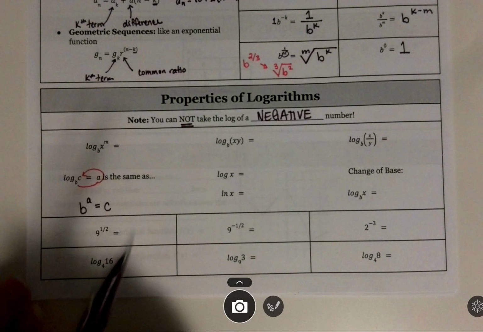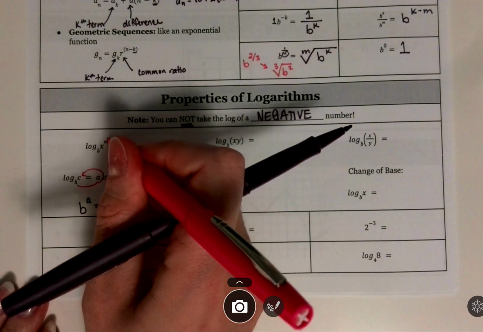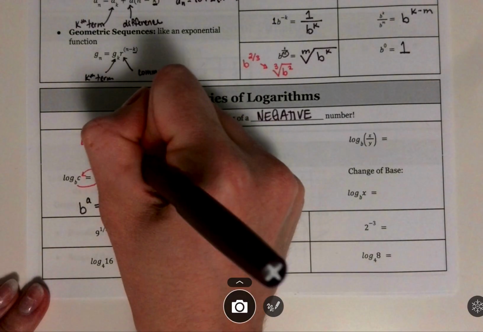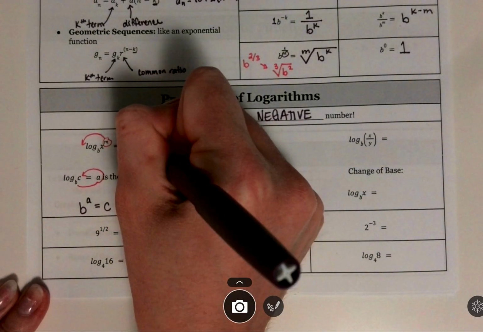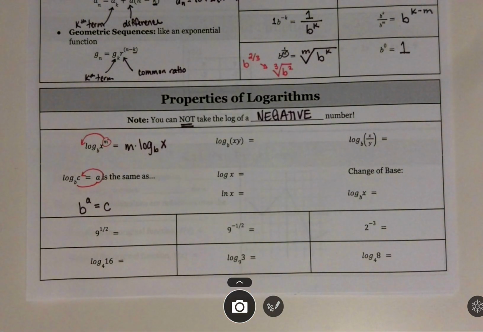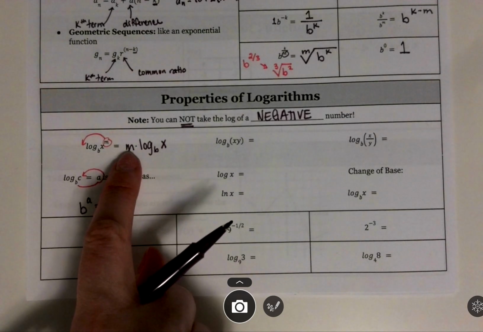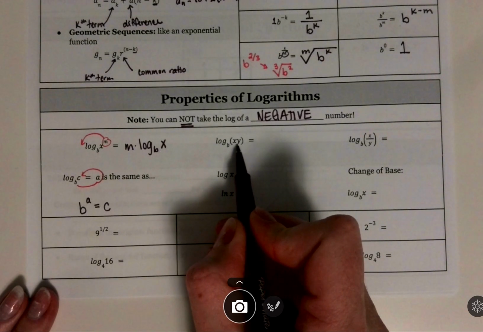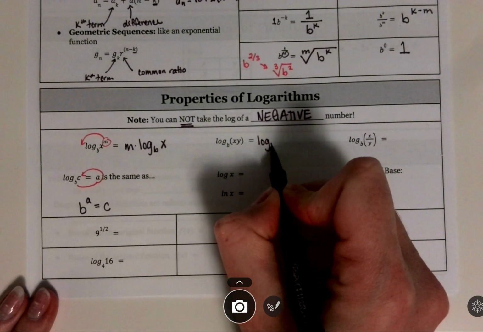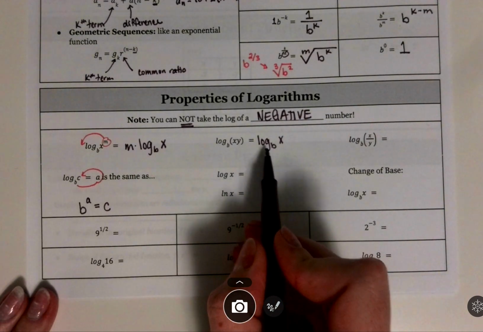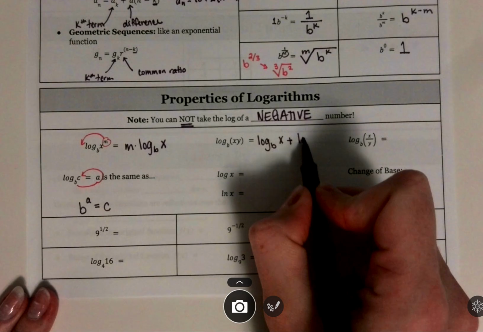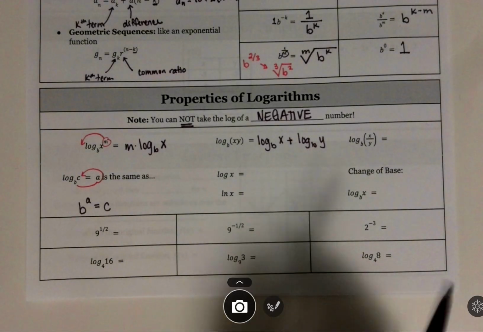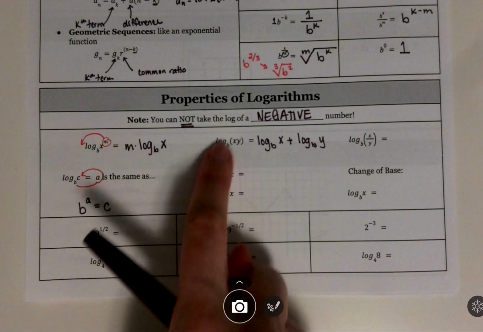If I have a log with an exponent, here I can move that in front and that'll become my coefficient and vice versa. So this would become m times log base b of x. And if I started off with this one, I could move my m to an exponent to get my original. If I have multiplication inside of a log, that will turn into addition between two logs. So I would have log base b of x plus log base b of y. And then vice versa, if I start out with this, I can condense it into this.